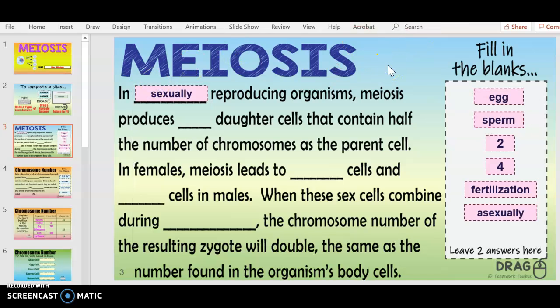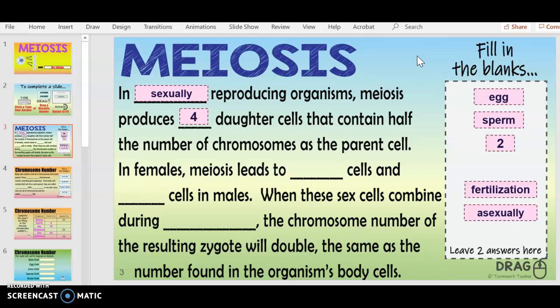In meiosis, as we will see, you divide twice, whereas in mitosis, you only divide once. When you only divide once, like in mitosis, you make 2 daughter cells. But when you divide twice, you're going to make twice as many. So this will produce 4 daughter cells. They contain half the number of chromosomes as the parent cell.